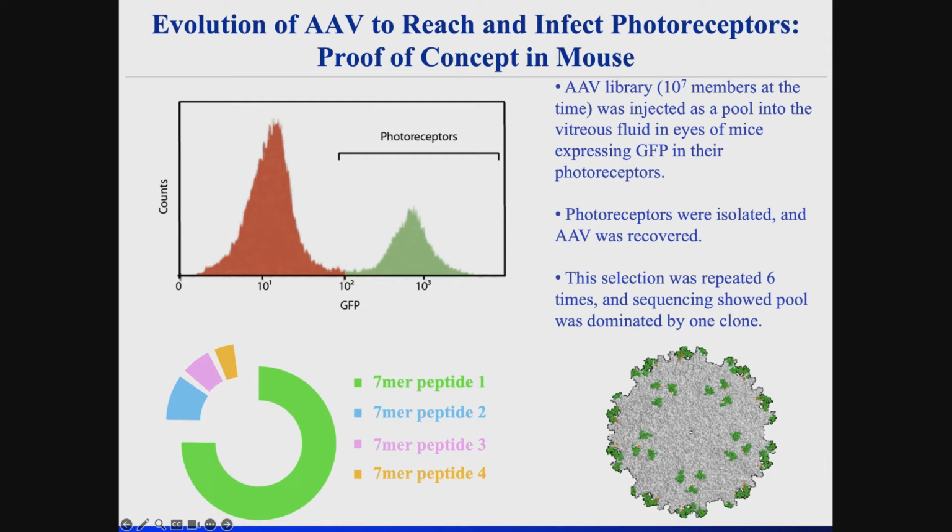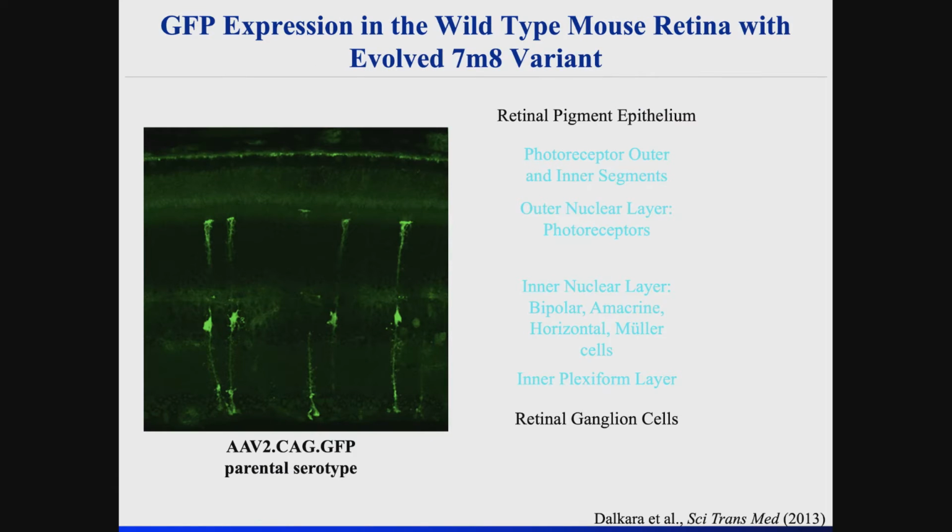Two-thirds of this pool was composed of a single variant, and when we developed this cartoon of its structure, you can see that it has sequence diversity shown in red point mutations as well as green peptide insertions that are on the surface of the virus and in a place where they could potentially make a difference in the way that the virus interacts with cells and tissues. To test the delivery property of this virus, we simply loaded it with DNA encoding the green fluorescent protein and administered it to the mouse eye.